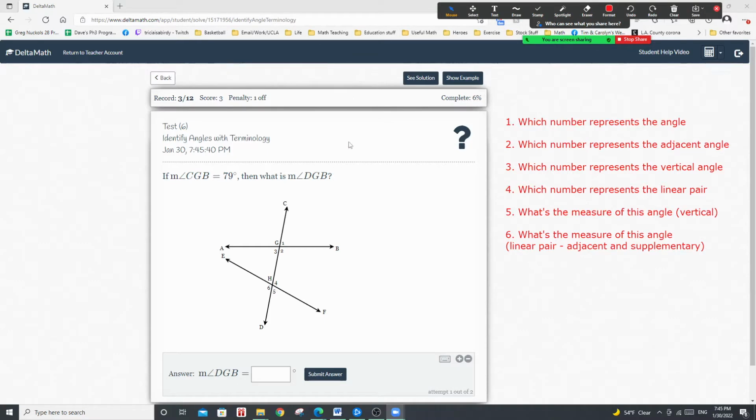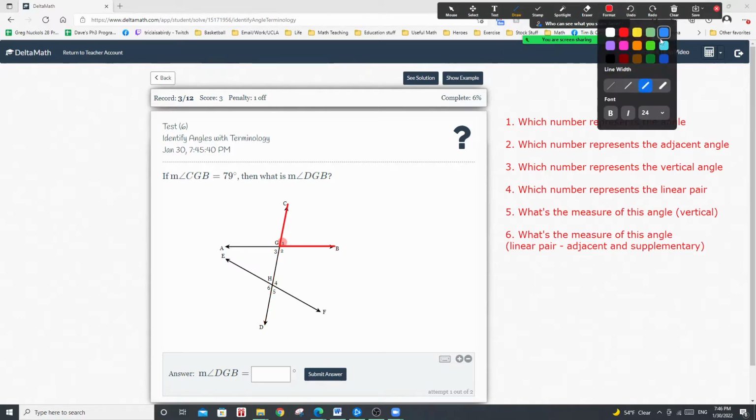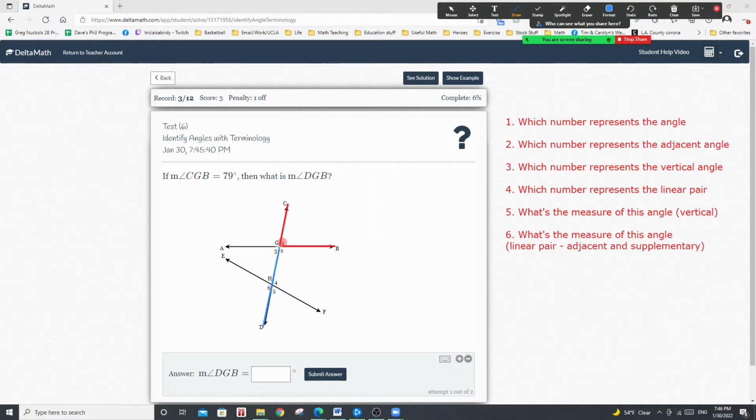This is question type, well, either 5 or 6, okay? Let's figure it out. First is, where is CGB, okay? CGB, if we trace it out, we get these two lines, it's angle 1. And it's asking for what is measure of angle DGB. So let's take a look. D, G, and B is angle 2. Let me use different colors actually so we can better see them. AGB is angle 2. Okay.